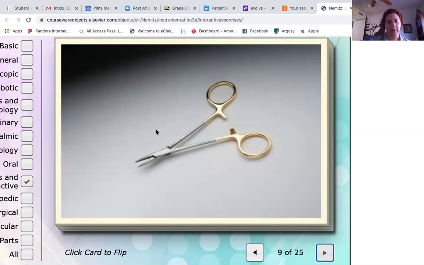Okay, this guy is the Webster. Remember I told you that the Halsey has ridges on the inside, but the Webster characteristically is smooth on the inside. Okay, it's the little guy. Remember the show Webster? Okay, he was a little guy.